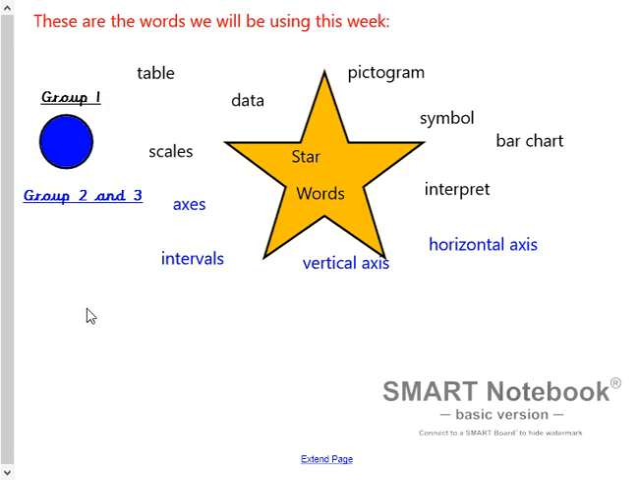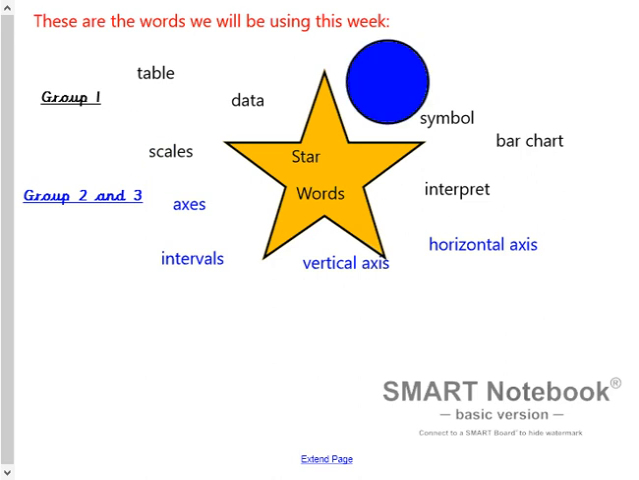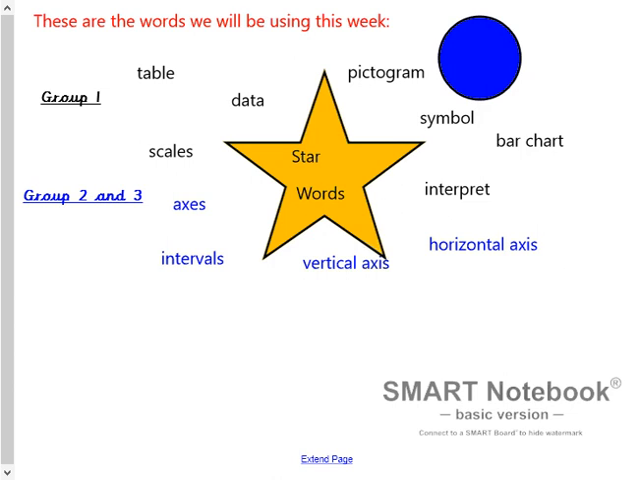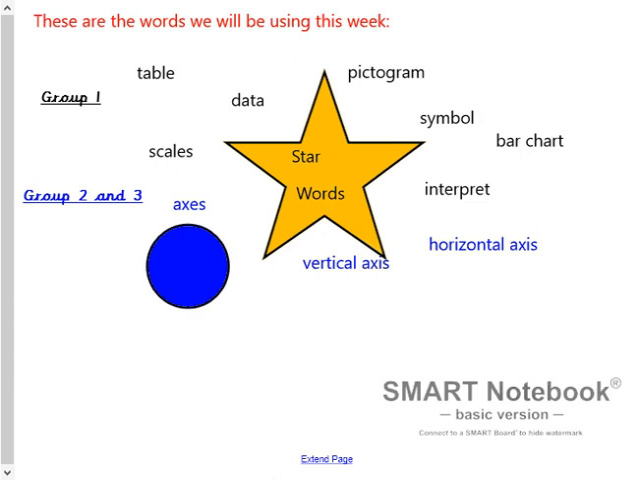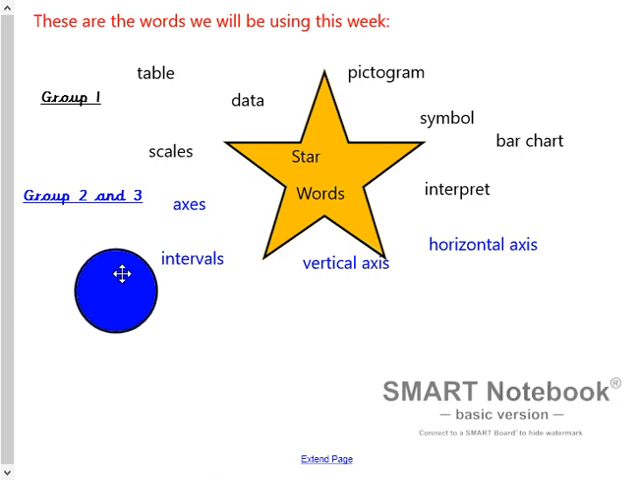Right, let's get going with your star words. Have a look. Which word am I going to cover up for you today? Yes, it's scales. Let's try another one. You've got it. It is pictogram. And the third and final one, it is the word intervals. And we'll be using that today, so keep that in mind, especially for the plenary, the end of our lesson.